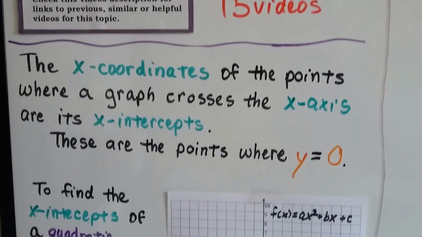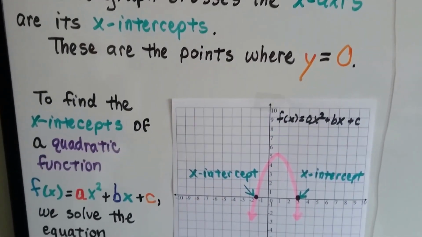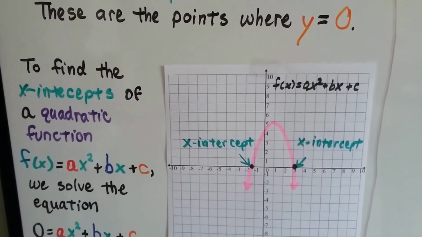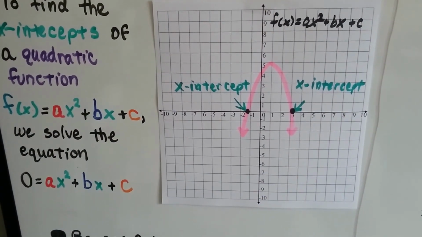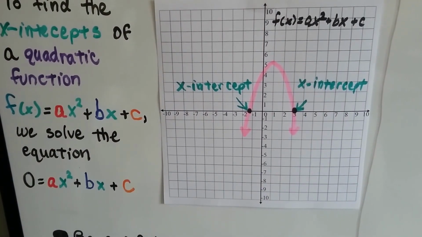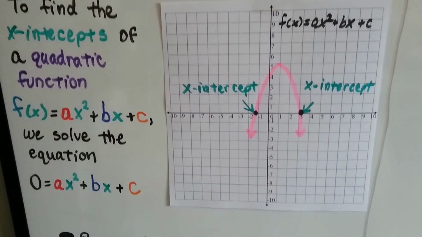The x-coordinates of the points where a graph crosses the x-axis are its x-intercepts. And these are the points where y equals 0. So if you look at this graph right here, you can see there's two x-intercepts right on the x-axis. Y equals 0 at those points.